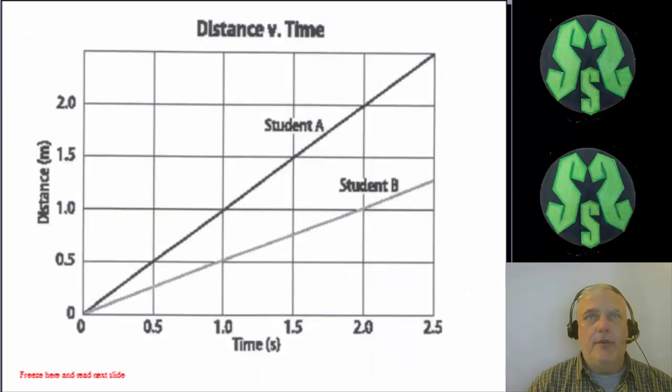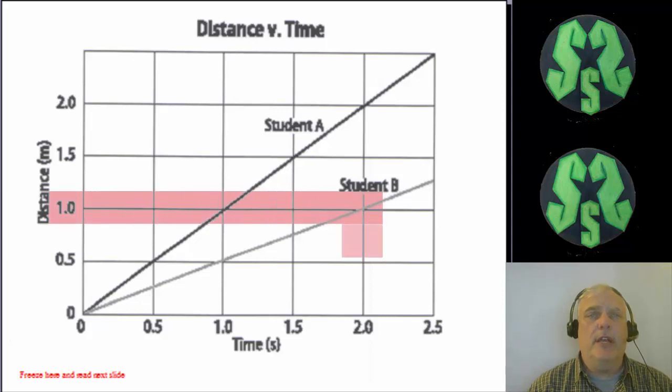How long did it take student A to travel 1 meter? Well, you find 1 meter, you go across, and you hit the line that says student A, and then you come back down to where that meets at the x-axis. So it took 1 second for student A to go 1 meter. If we wanted to figure out the same thing for student B, you'd go 1 meter, go across here, it hits the line, go down here. You see that it took 2 seconds for student B to travel 1 meter.